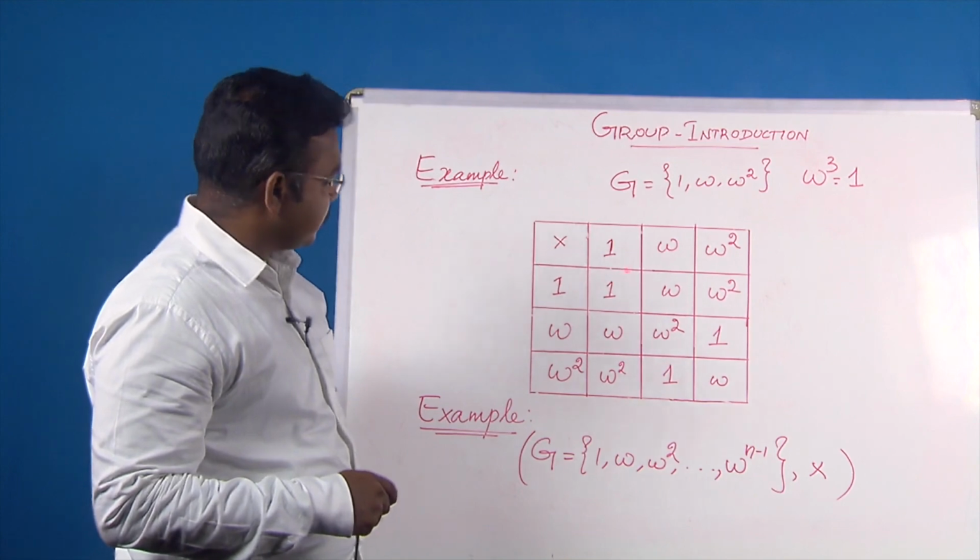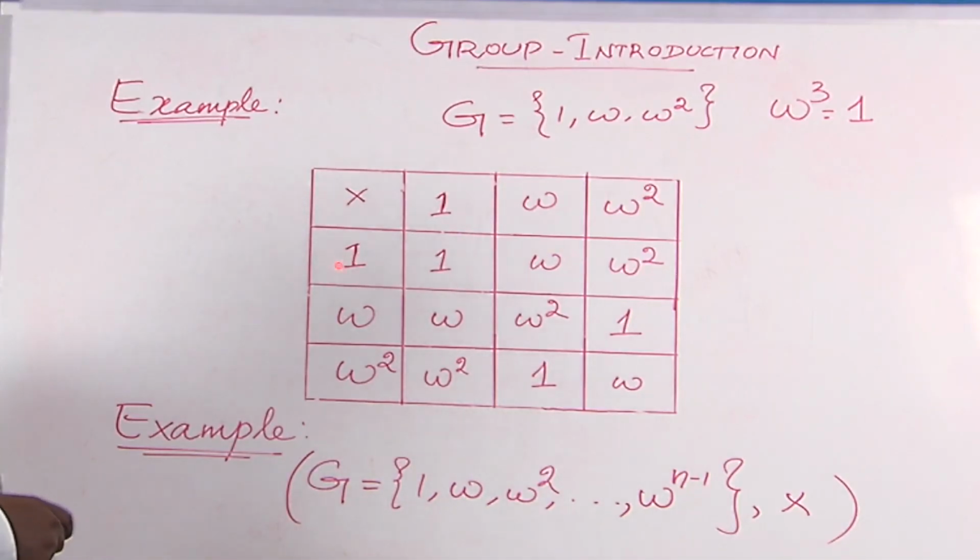First, we fill in the entries of the Cayley table: 1 into 1 is 1, so we place 1 here. 1 into omega is omega, so omega is placed here. 1 into omega square is omega square. In the next row, omega into 1 is omega, omega into omega is omega square, omega into omega square is 1, because omega cube is 1. The last row: omega square into 1 is omega square, omega square into omega is 1, and omega square into omega square is omega power 4. Since omega power 3 is 1, this is equal to omega. This is how we enter all the elements of the Cayley table.